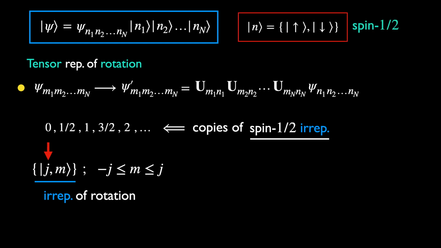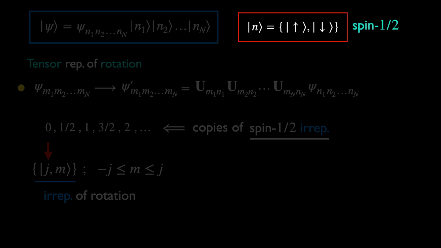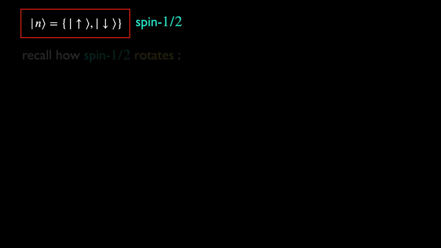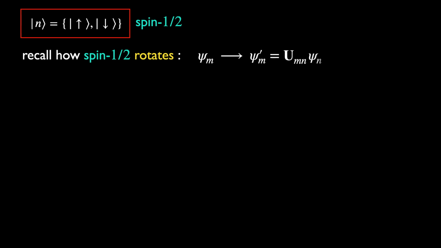But note that we are not suggesting that any spin could actually be composed of spin-half particles, but merely that the way any spin state rotates can be perfectly simulated by a collection of spin-halves. They are indistinguishable just from their rotation properties. So to carry on with this project, we had better remind ourselves how spin-half states rotate.